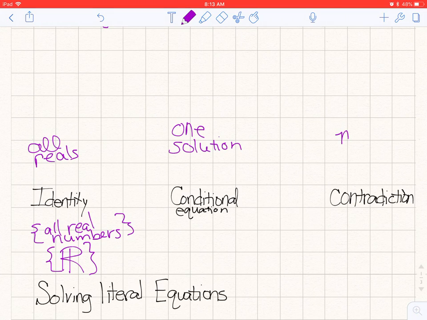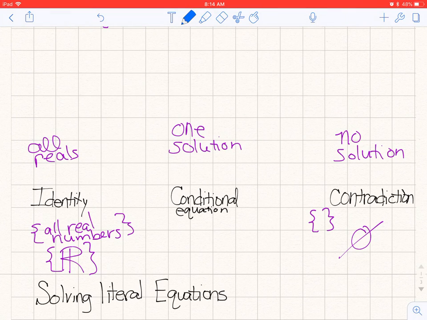Contradiction would be when you would oftentimes write no solution. Okay, but the symbol for that, like I already said, would be no solution. Or they might write it as an empty set. Okay? Otherwise, you just go about it like you normally would.